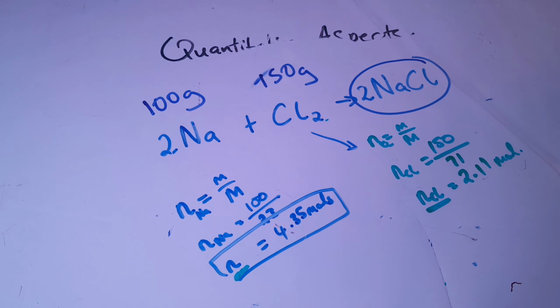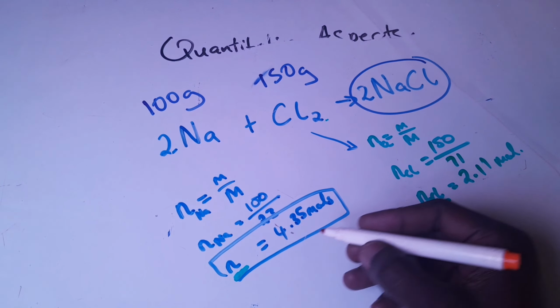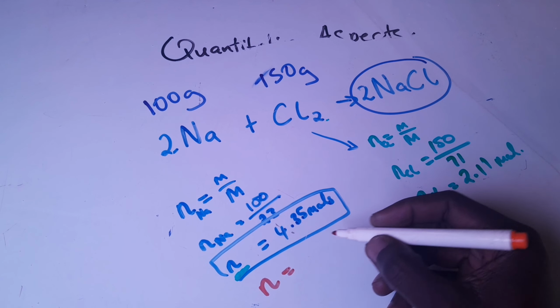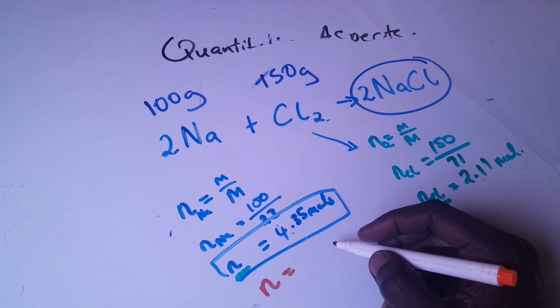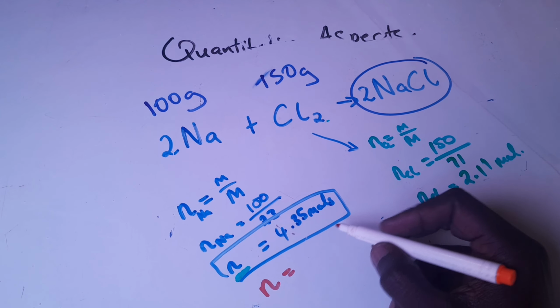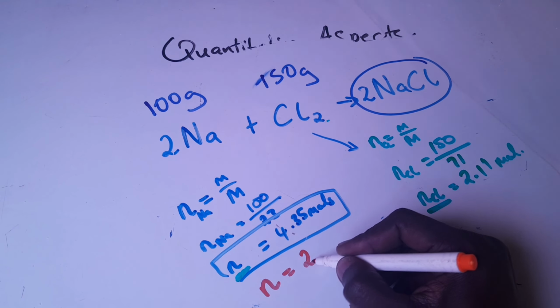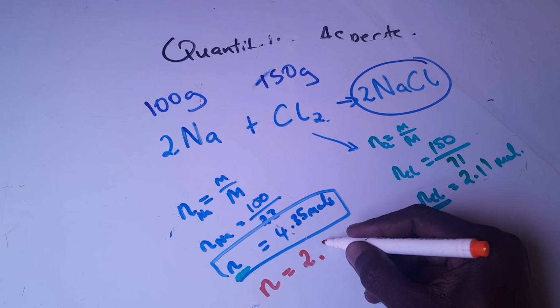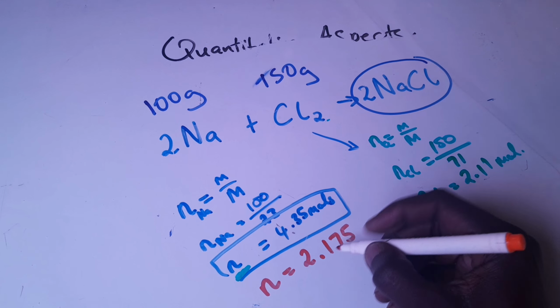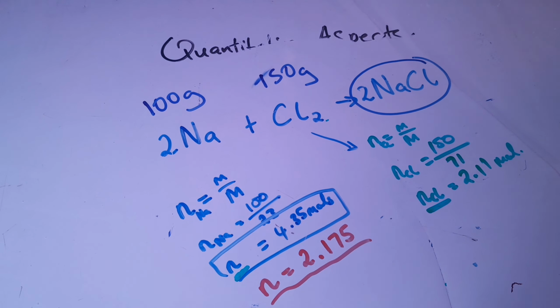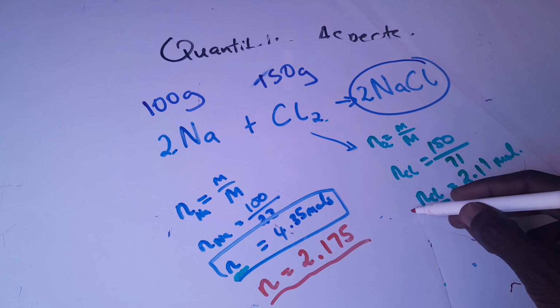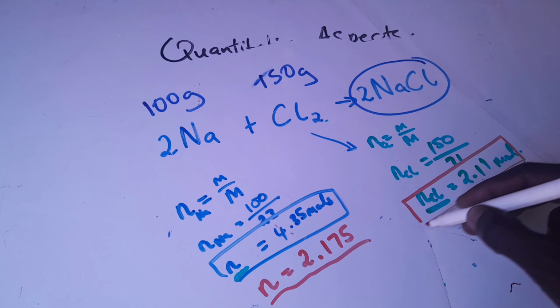And then we can compare. The one with more is the excess. The one with less is the limiting, right? So this one we're going to divide by 2, right? So the number of moles becomes what? If we divide this by 2, 2.175. So now we can decide which one is the limiting. It means that now chlorine is the limiting reagent, right?